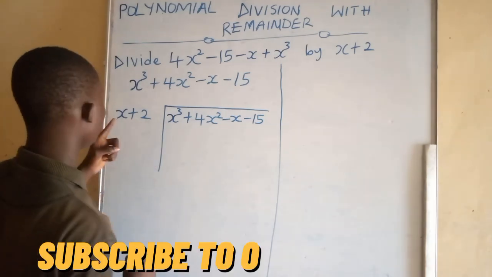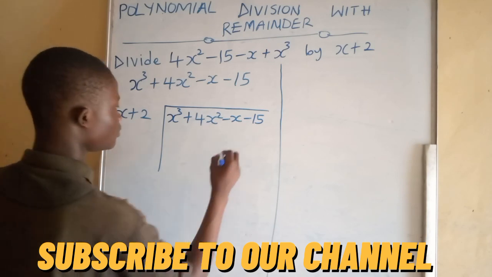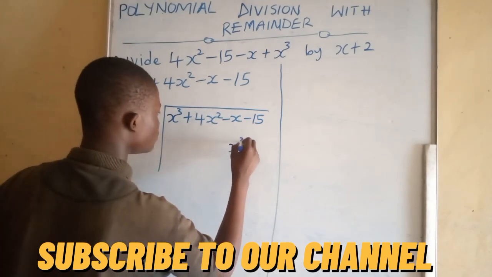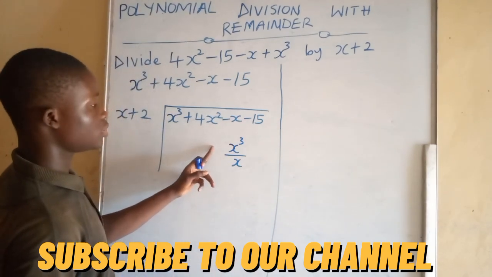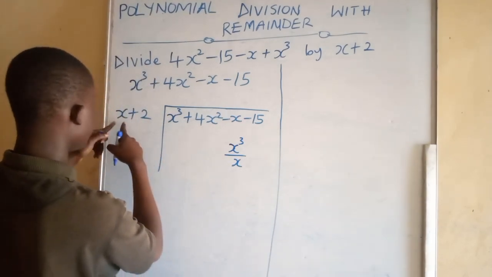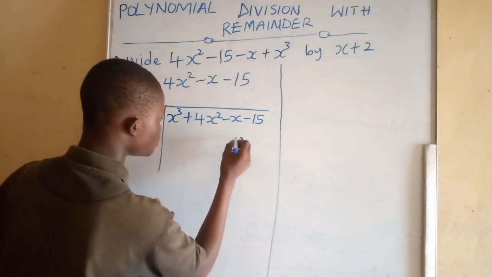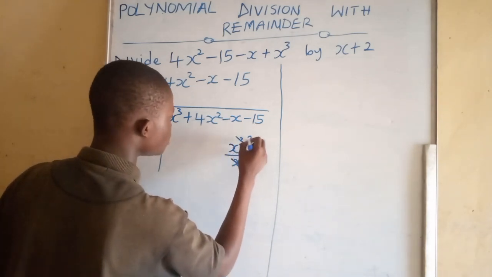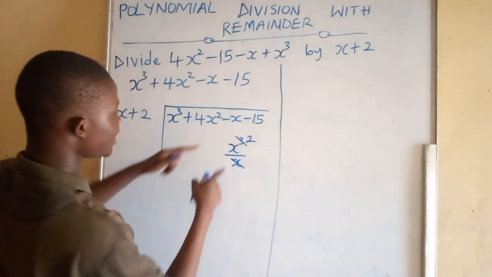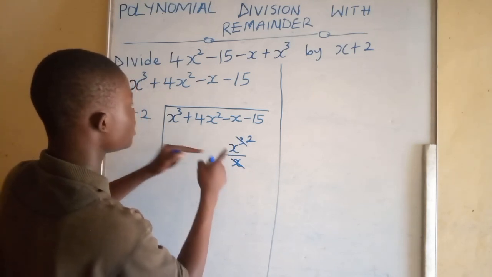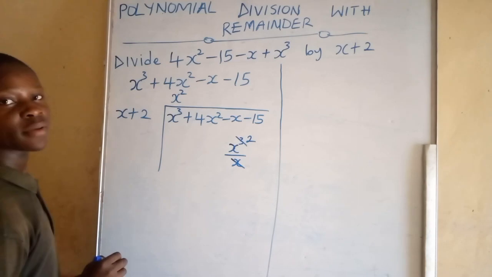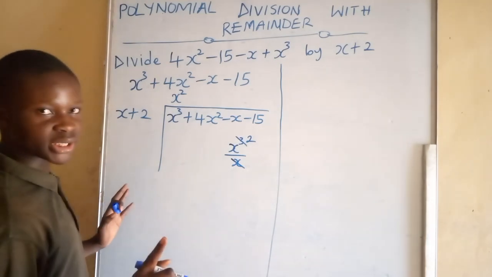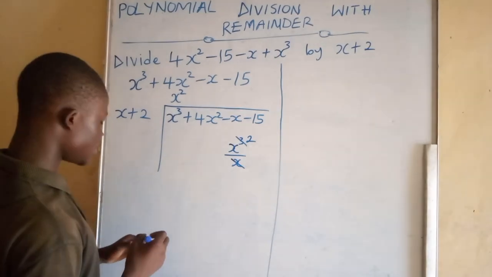Divide x cubed by x. This is what I mean. Divide x cubed by x. This x will cancel this cube here. You'll be left with what? Square. That shows that x cubed divided by x will give us what? x squared. Write it here. x squared. I think you understand that. Now let's move to the next step.